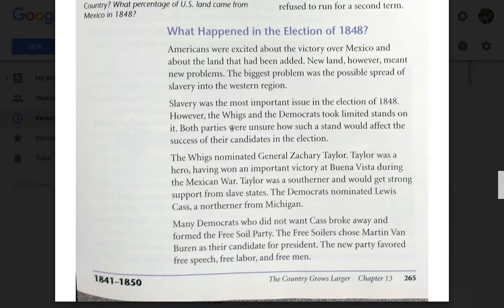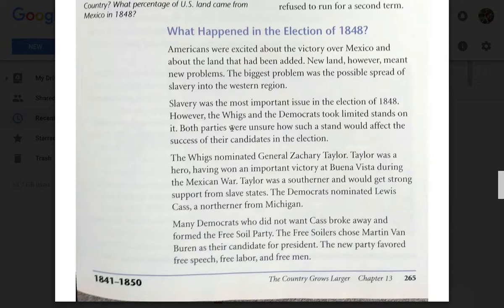Americans were excited about the victory over Mexico and about the land that had been added. New land, however, meant new problems. The biggest problem was the possible spread of slavery into the western region. Slavery was the most important issue in the election of 1848. However, both the Whigs and the Democrats took limited stands on it. Both parties were unsure how such a stand would affect the success of their candidates in the election.